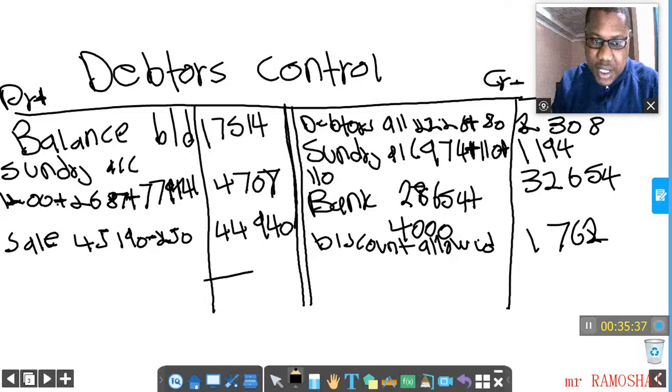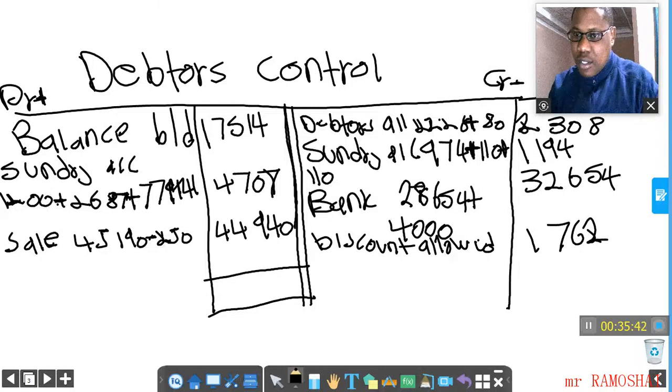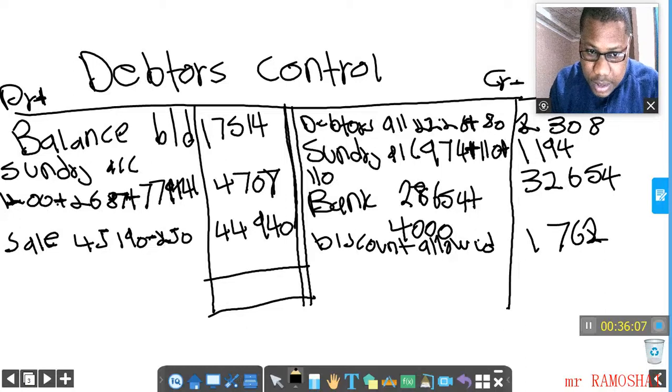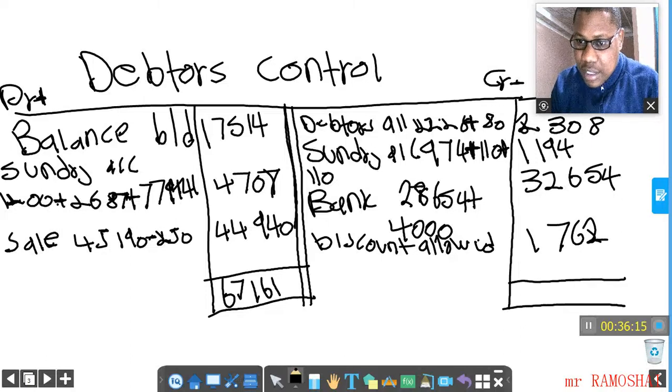So now we check which side is big. Looking here, we have 17,000 and 44,000. Already we can see that the debit side is big. So let's add everything in the debit side: 17,514 plus 4,707 plus 44,940, which equals 67,161, right? So obviously this side must also be 67,161.